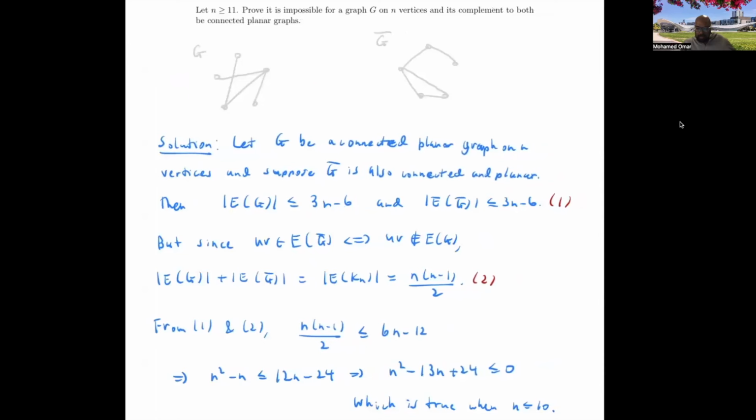Okay, so I did omit some of this algebraic part over here. But the key here is using these inequalities together with the information we have about the individual graphs to give this quantitative statement that says if both a graph and its complement were connected and planar, then the number of vertices has to be at most 10. So if the number of vertices is at least 11, they cannot both be connected and planar.